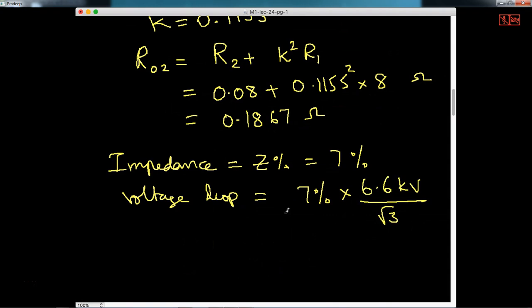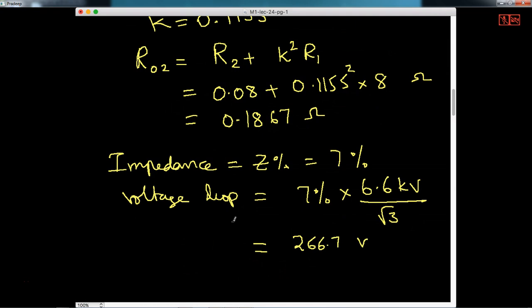So 6.6 into 1000 divided by square root of 3 into 0.07, that is 7% of that. So I'm getting 266.7 volts is the voltage drop.